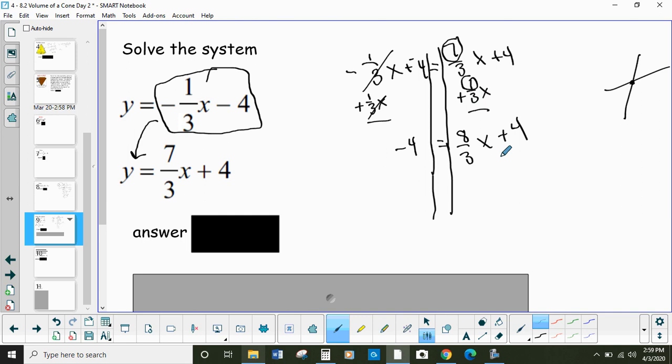Now that both sides are simplified and I have my variables on the same side, I can work farthest away from the variable doing inverse operations. So I'll subtract 4 from both sides.